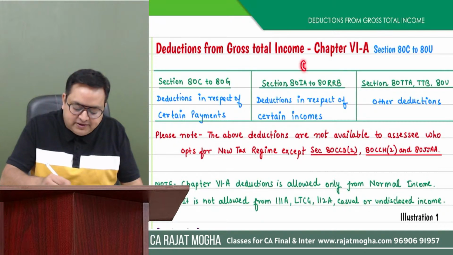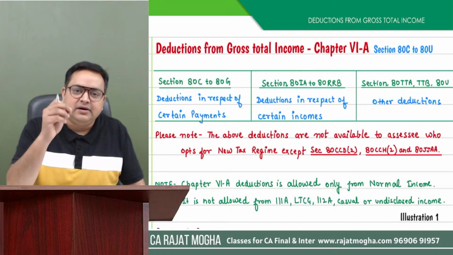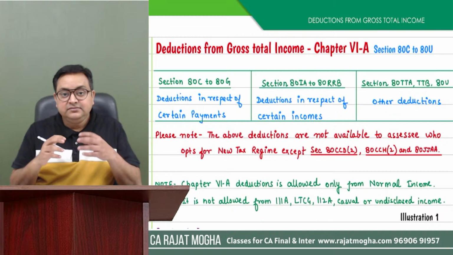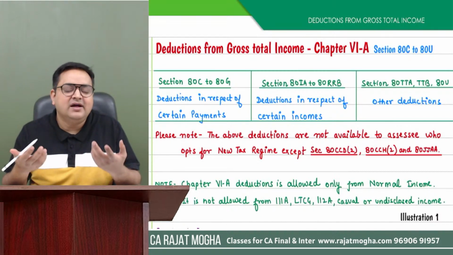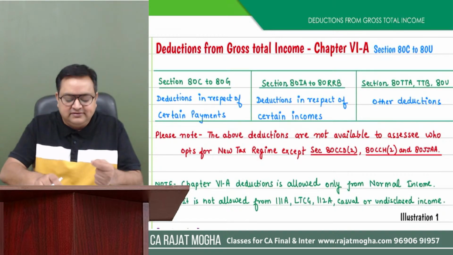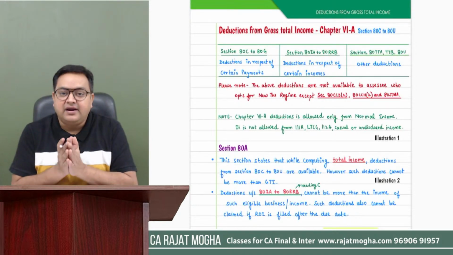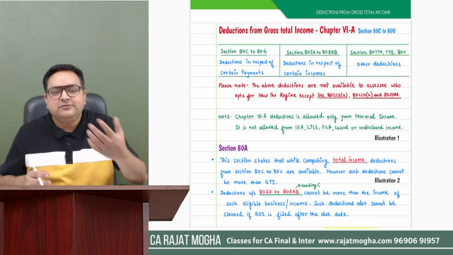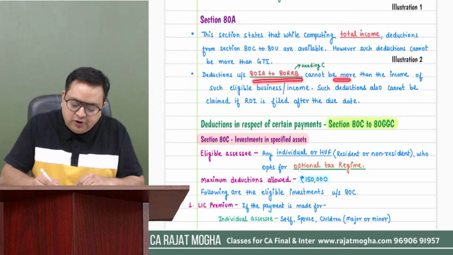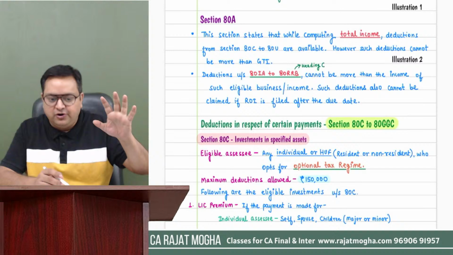So let's say in 80QQB, that is royalty on books, the royalty earned by the assessee is rupees 2 lakh. He has earned rupees 2 lakh as royalty income. Can he claim deductions of more than 2 lakh? The answer is no, right? This is very logical because these are profit-based, income-based deductions. So whatever income we are earning of that nature, we cannot claim deductions more than that, correct? It is written over here: deductions under 80IA to 80RRB cannot be more than the income of such eligible business. Whatever income we get from that business, the deduction should not be more than that.